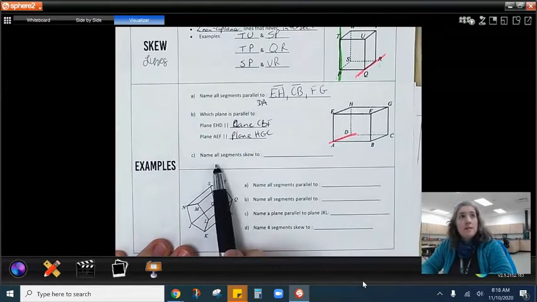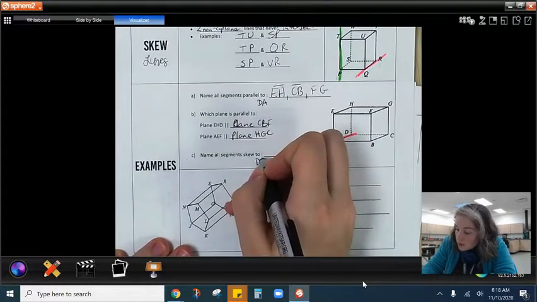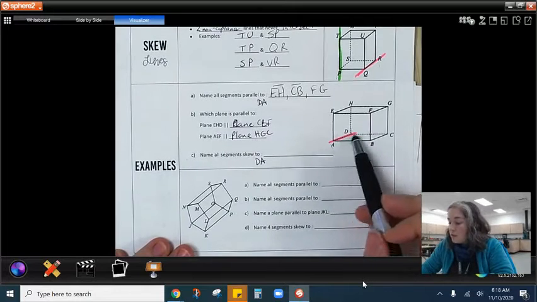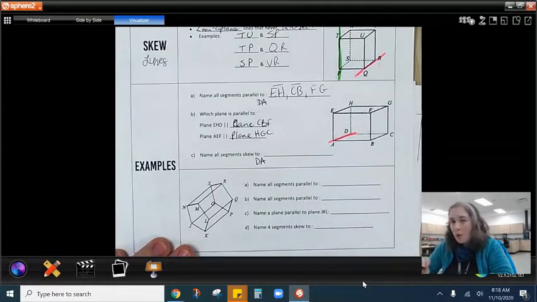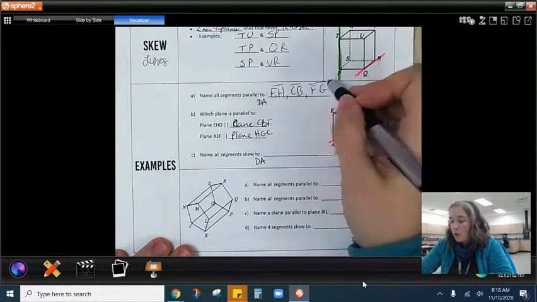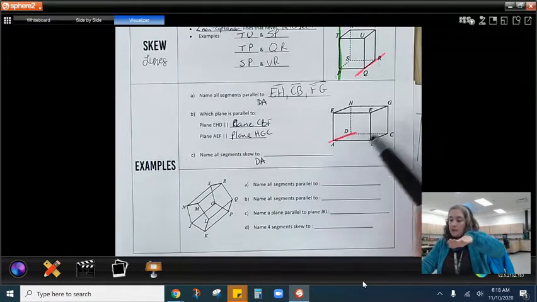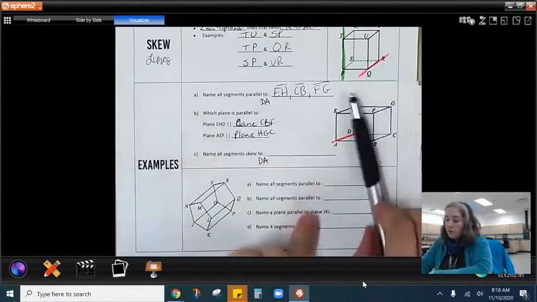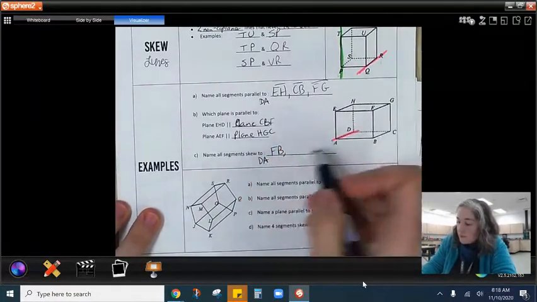The last one on here says name all segments skew to, and let's go with DA again. All right, skew to DA. So ones that never intersect it, but aren't parallel either. Well, we already know that EH, CB, and FG are parallel, so we can't name those as skew. So if we've got DA here that's like this, FB would be one that's skew, right? So we could go with FB for one of them.